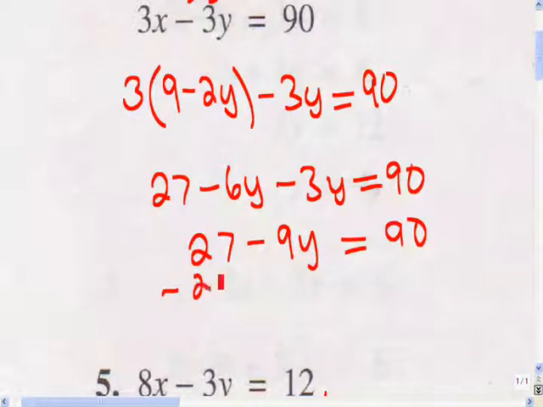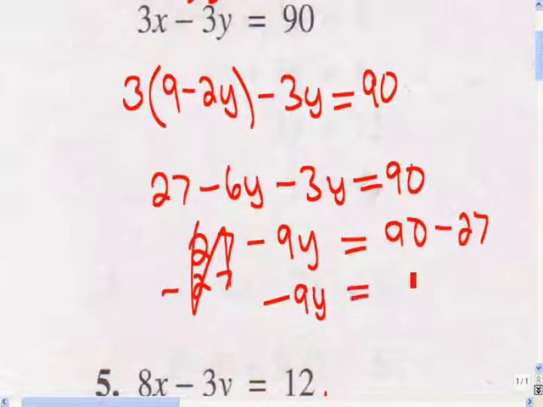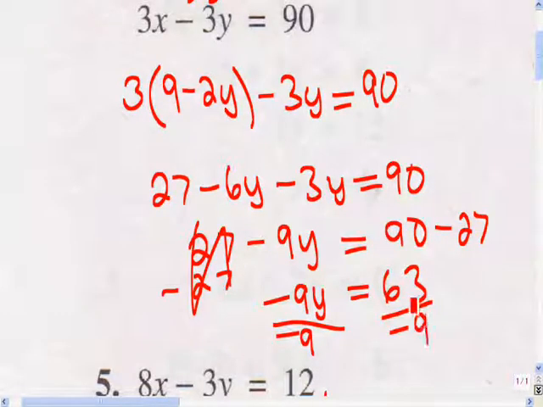Now I'm going to subtract 27 from both sides. Negative 9y equals 90 minus 27, and 90 minus 27 equals 63. I'm going to divide both sides by negative 9. And 63 divided by negative 9 equals 7, and it's a negative 7 because the signs are different. So y equals negative 7.